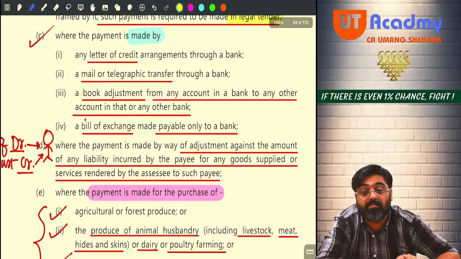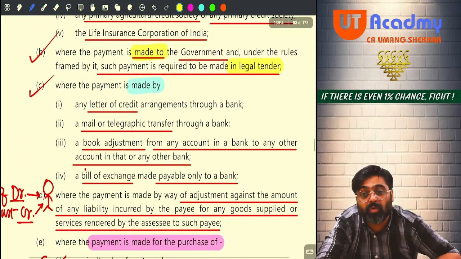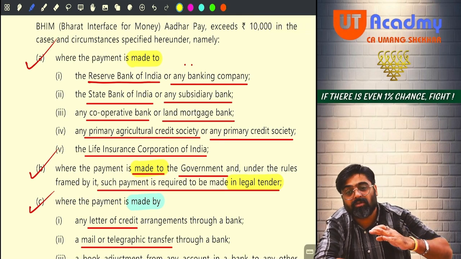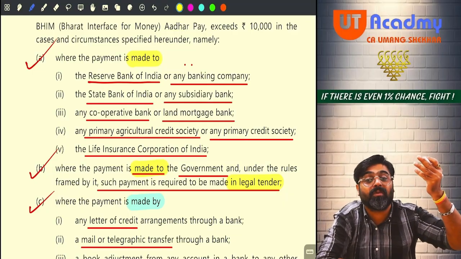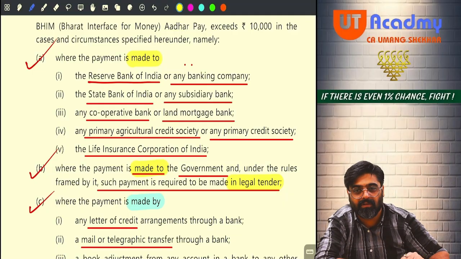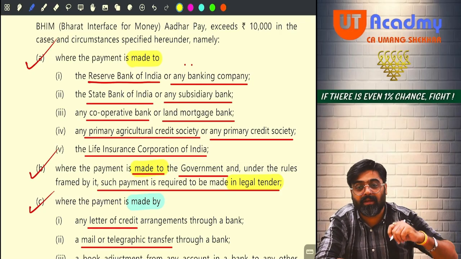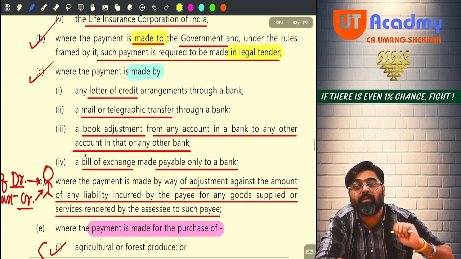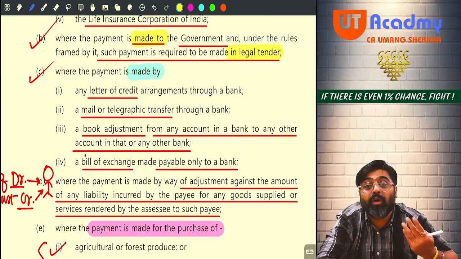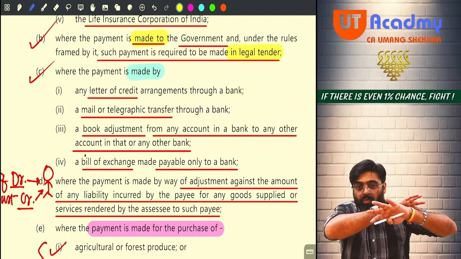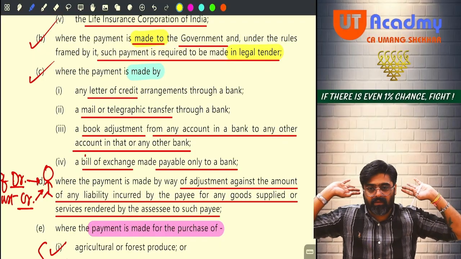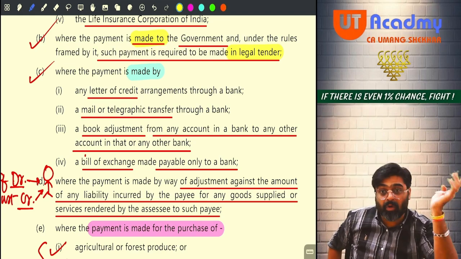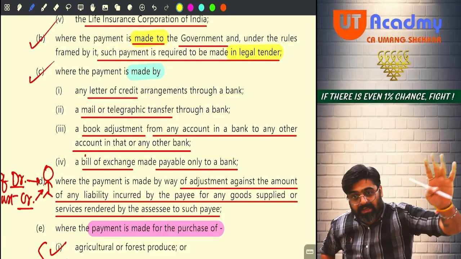Next one. Now where the payment is made by. What is the meaning of made to? Meaning that whatever payment for your business or profession, you are making that payment to certain specific persons. Payee to whom the payment is made should be this. 40A(3), 40A(3A) are not applicable. Now they are not talking about payee. Now they are telling you how you are making that payment. To any person you can make the payment. But to that person, if you are making the payment like this, then also it is allowed. Even though the mode is not prescribed, still it will be allowed.